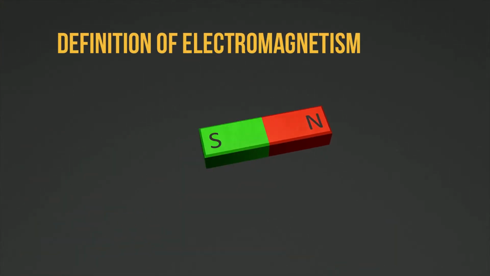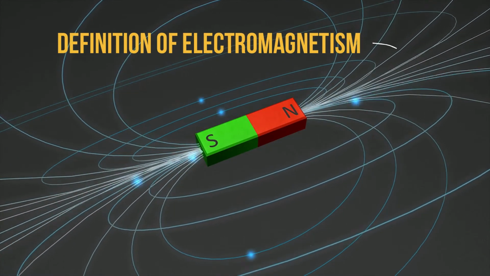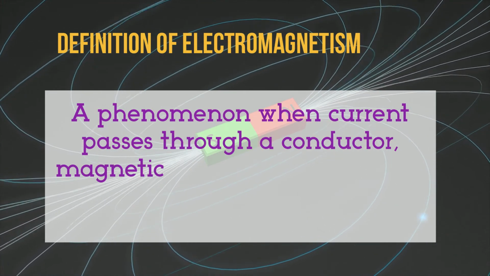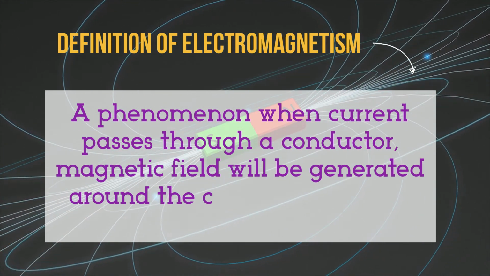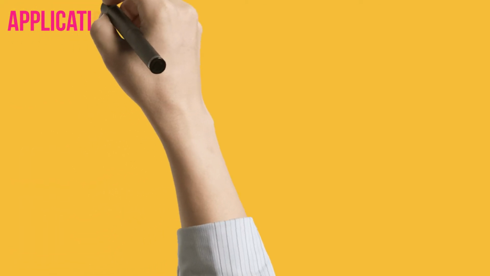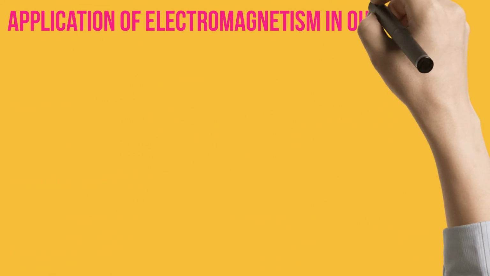First of all, what is electromagnetism? Electromagnetism is a phenomenon when current passes through a conductor. A magnetic field will be generated around the conductor and the conductor becomes a magnet. Next is the application of electromagnetism in our daily lives.